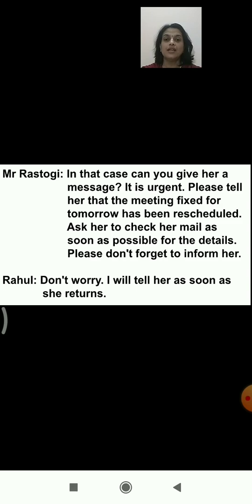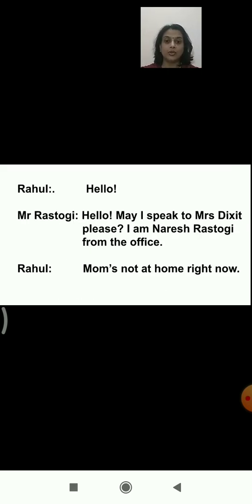Okay, so this is the telephonic conversation which we just now read. Here you can see two people are talking. One is Mr. Rastogi and the other one is Rahul. So there is this conversation going on between these two persons. Now let's see one more time what the conversation was. Rahul says hello. Mr. Rastogi says, hello, may I speak to Mrs. Dikshit please? I am Naresh Rastogi from the office. Now Rahul says, Mom's not at home right now.